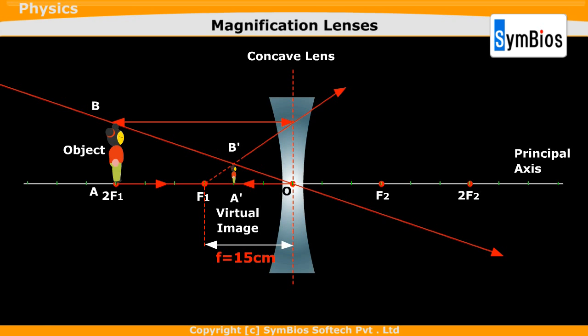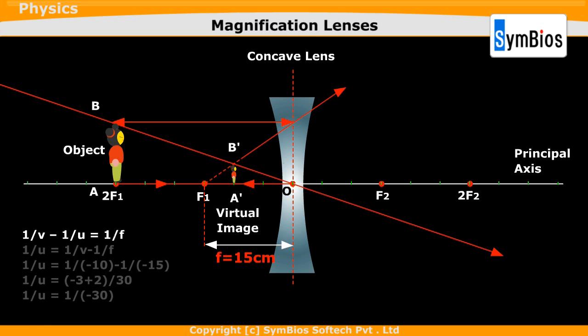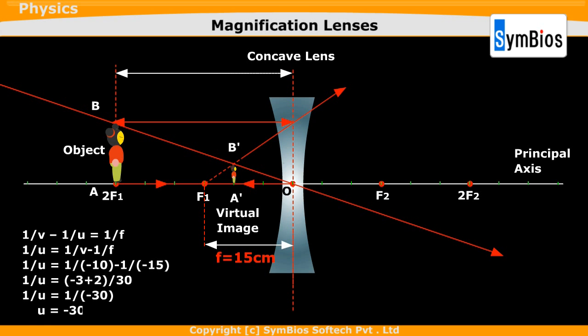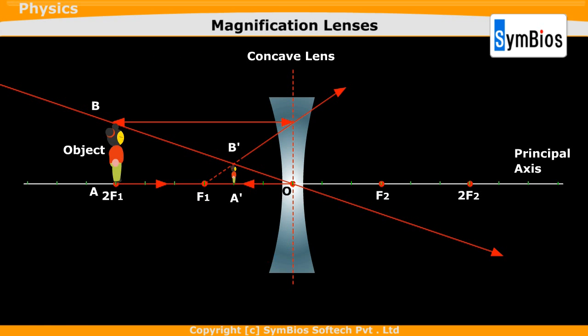As per the lens formula, 1/V - 1/U = 1/F. U = -30 centimeters. The object distance is 30 centimeters.